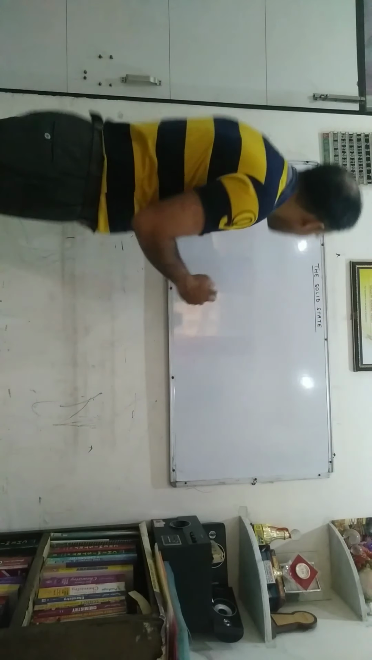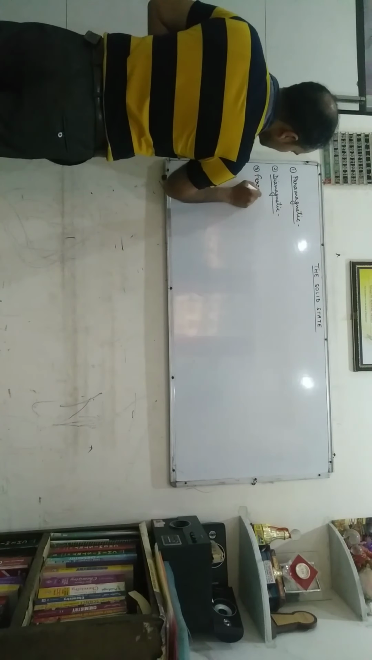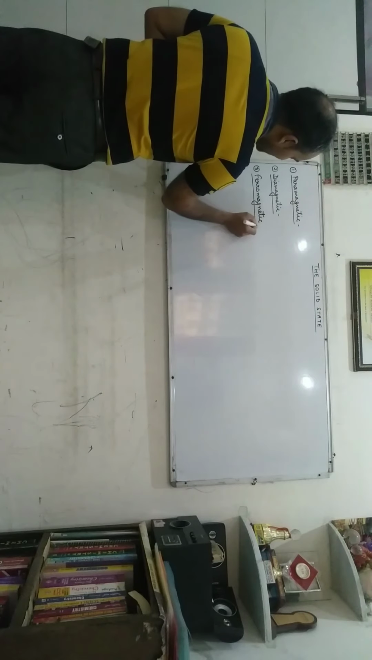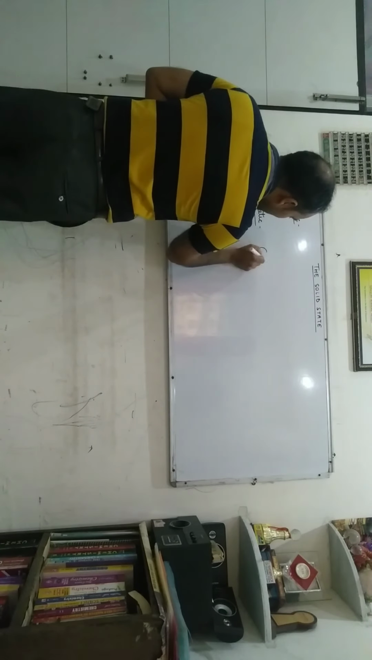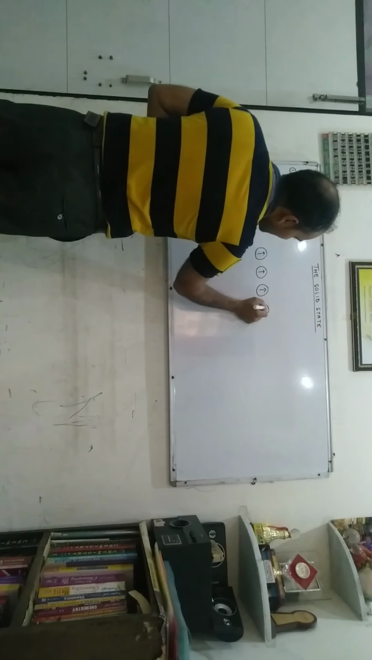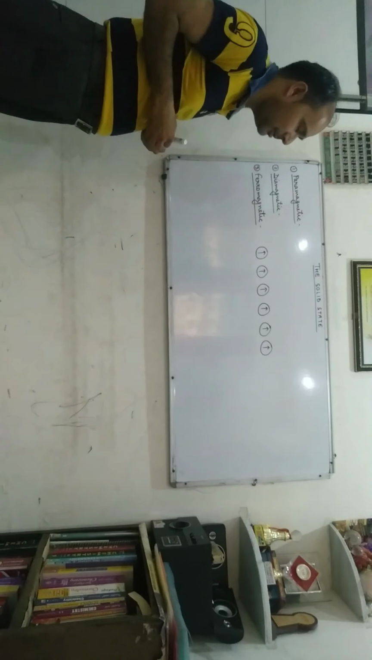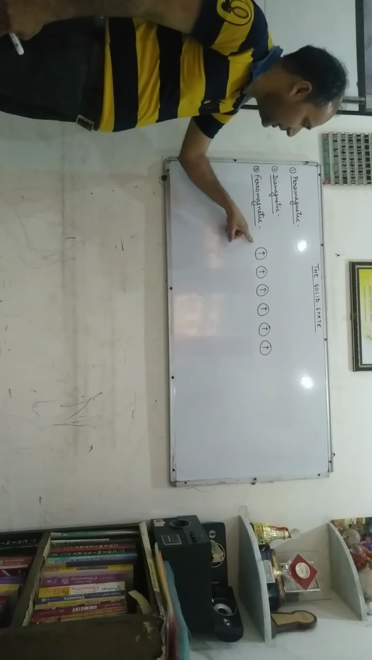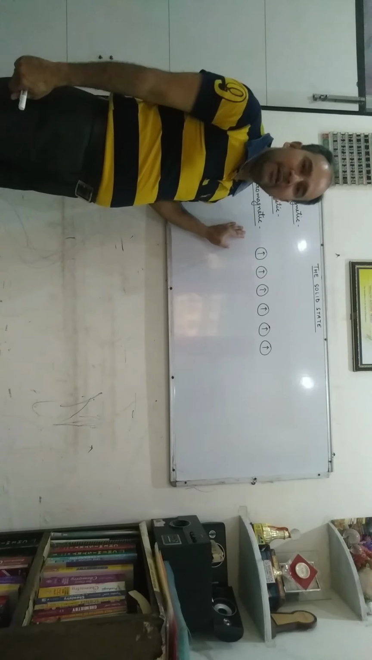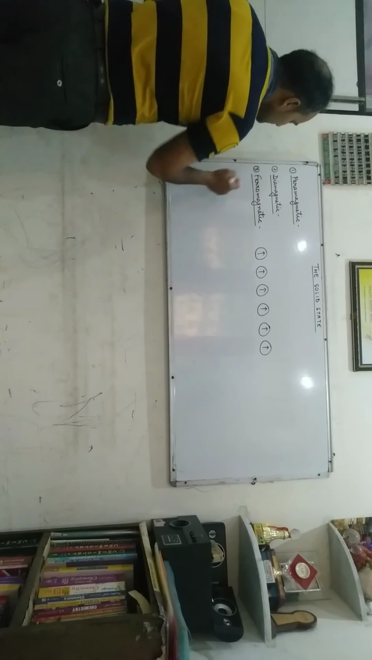Number three is ferromagnetic substances. Ferromagnetic substances are strongly attracted by magnetic field. Also, their magnetic domains are parallel in one direction, like this. Examples are nickel, cobalt, iron, etc.